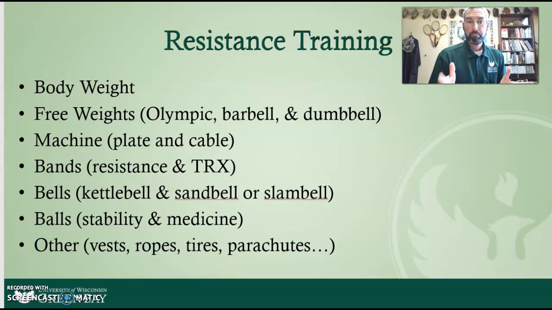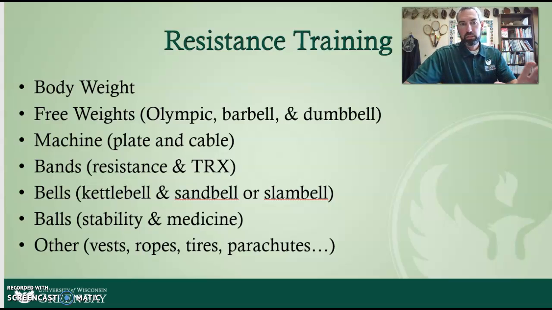Someone else will look at bands. So we've got those rubber resistance bands and the TRX. Another group will look at bells, like kettlebells, sand bells, or slam bells. Another one will look at stability and medicine balls. And if this works out, someone can look at other resistance training tools like vests, ropes or chains, parachutes, different uses of tires or logs, and things like that.